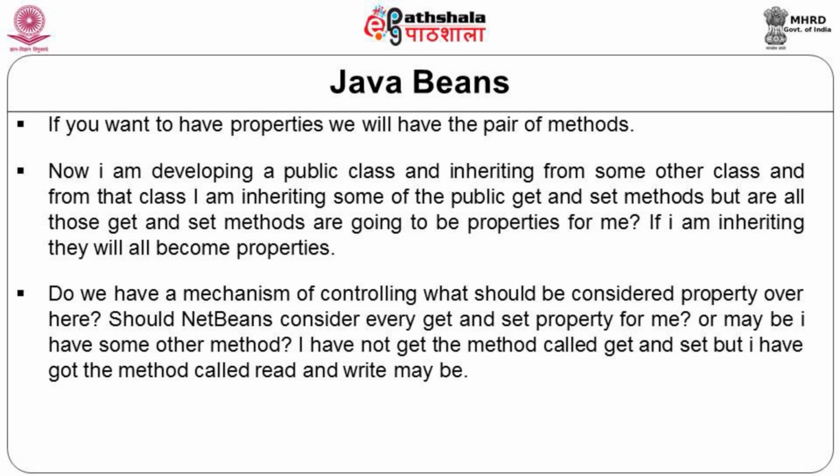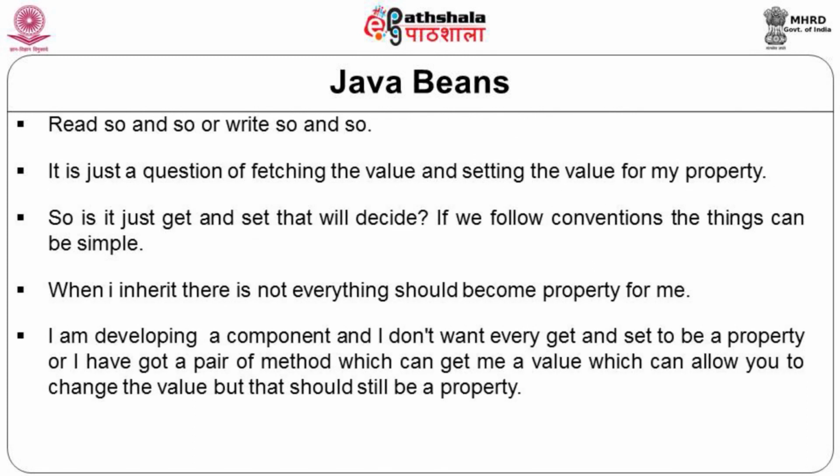I have not got methods called get and set, but I have got methods called read and write, maybe read so and so and write so and so, or maybe some other names. It's just a question of fetching a value and setting the value for my property. I want some pair of methods. Do we have a mechanism? So, is it just the get and set that will decide? It is a simple thing, because if you follow conventions, things can be simple, but do I have control over this? Because when I inherit methods, maybe I will not want everything which I inherit to become a property for me.